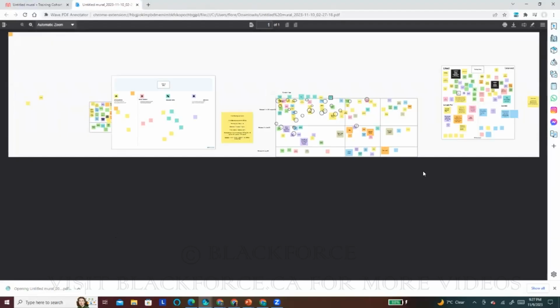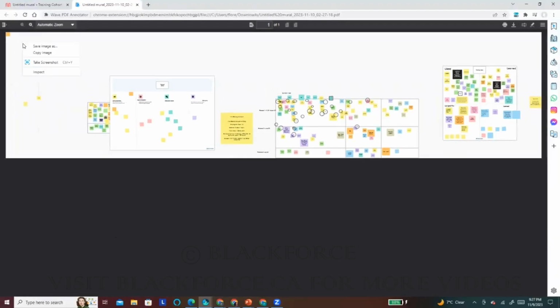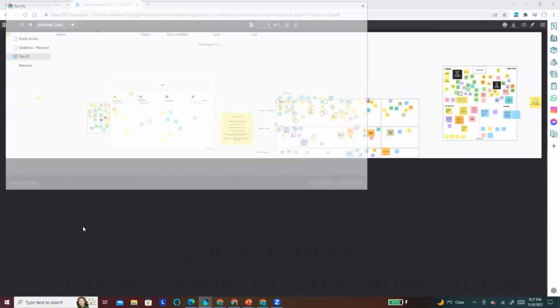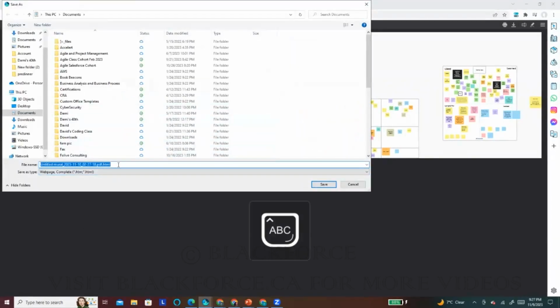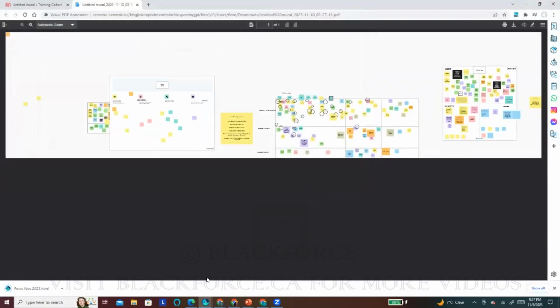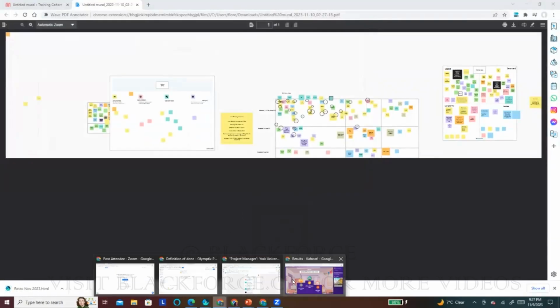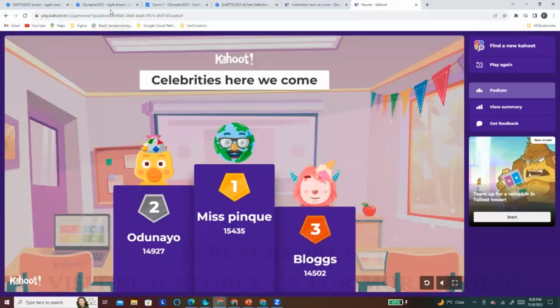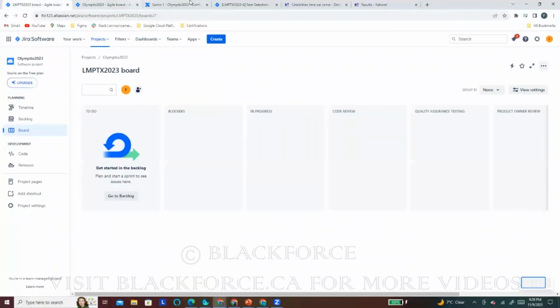So when you click on the download, it comes up. So I'm going to save it. Save as, I'm going to save as retro November 2023. So when you save that, then we'll go to our Confluence page, sorry.